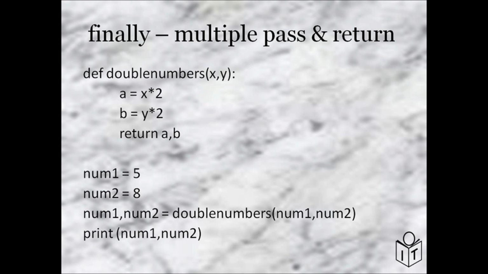Inside the function we have a and b. A is x times 2 and b is y times 2, so we double the numbers and then we return both a and b. So if we go back to where we called our function, here num1 and num2 will change value to double their original values, so will now equal 10 and 16 rather than 5 and 8, which is printed beneath them.